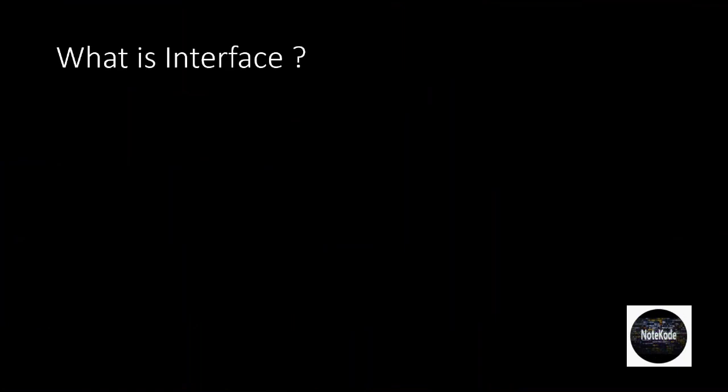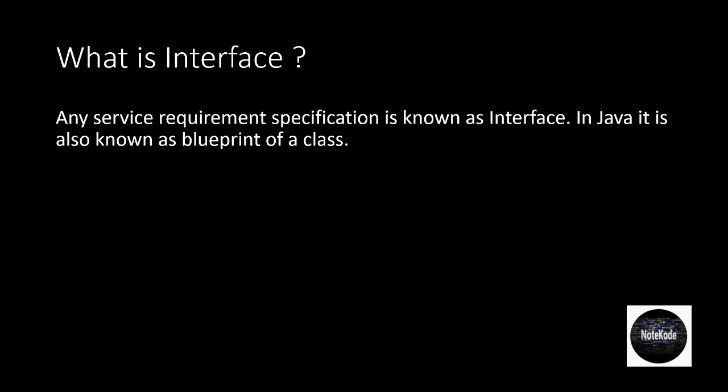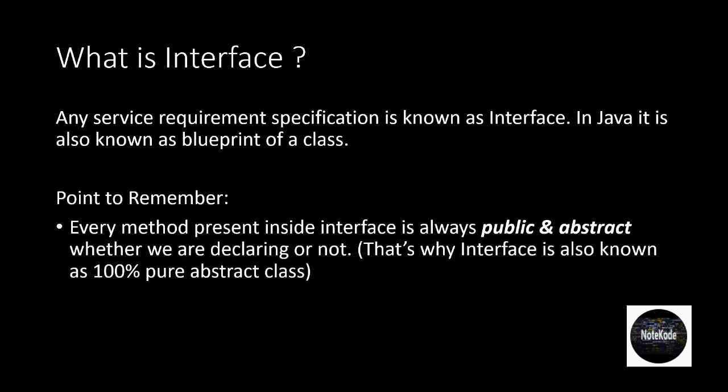What is interface? Any service requirement specification is known as interface. In Java, it is also known as blueprint of a class. Point to remember: every method present inside interface is always public and abstract, whether we are declaring it or not. That's why interface is also known as 100% pure abstract class.